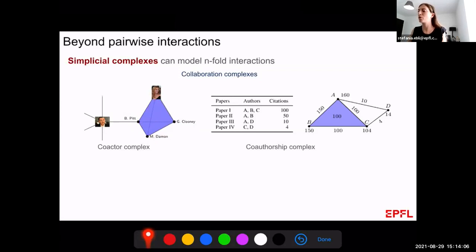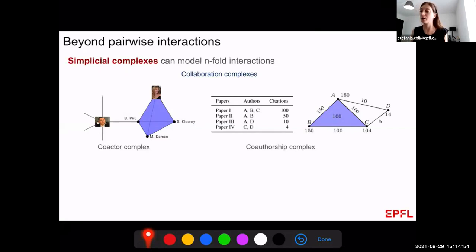Similarly, another example could be a coauthorship network, in which each node represents a scientist or a researcher. And we add an n-simplex every time n+1 people collaborated in writing some paper. For example, if 3 people collaborated in writing some paper, we could add a 2-simplex here, a triangle. And so from a network, if we consider the associated simplicial complex, we can encode the n-fold interaction.